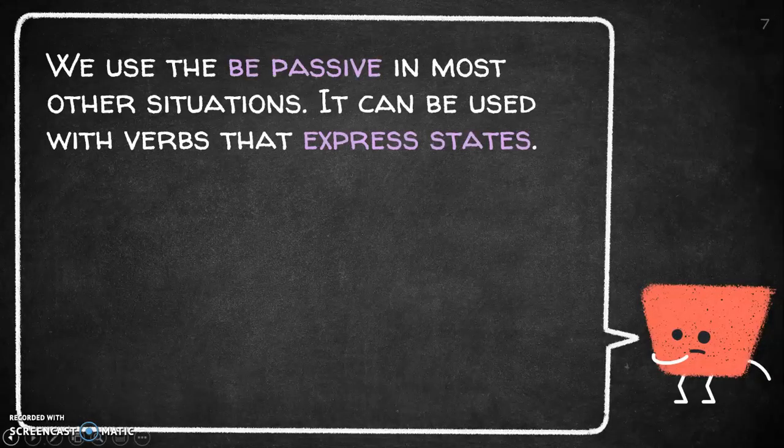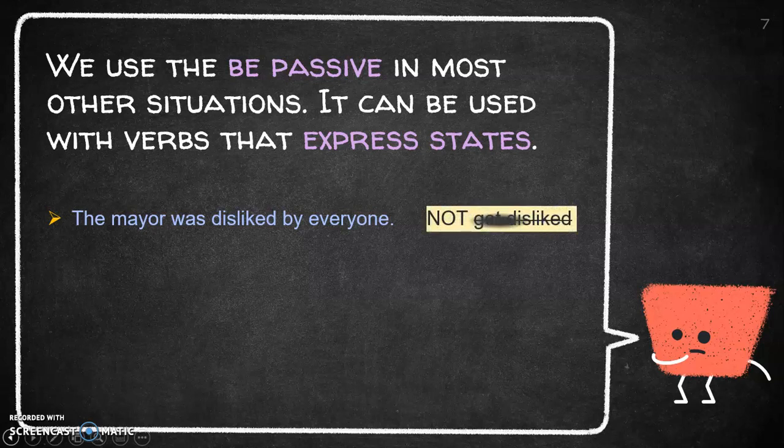We use the be passive voice in forms where state verbs are presented. For example, the mayor was disliked by everyone. We have here the verb dislike, which happens to be a state verb. In this case, we don't normally say the mayor got disliked, because dislike is a state verb, so we are not going to see this very often.